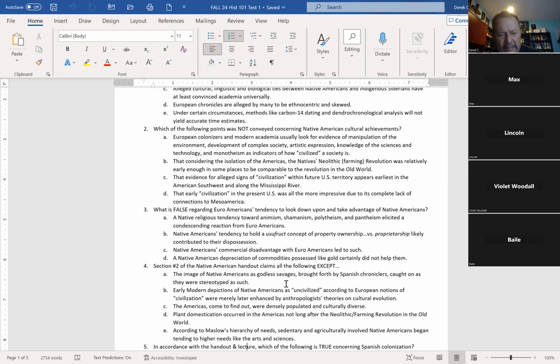All right, the tendency to look down upon the Native Americans, you should be able to find that really easily. Remember, that was the last number on the first assignment. And remember, it talks about religion and property and trade. Okay, that one should be pretty easy.